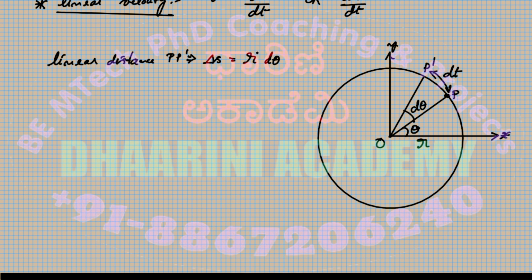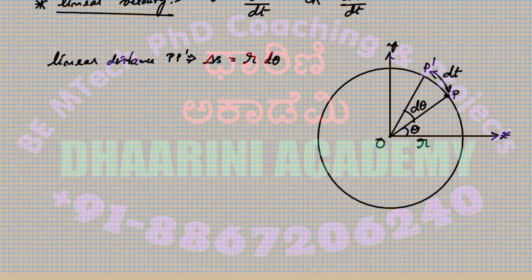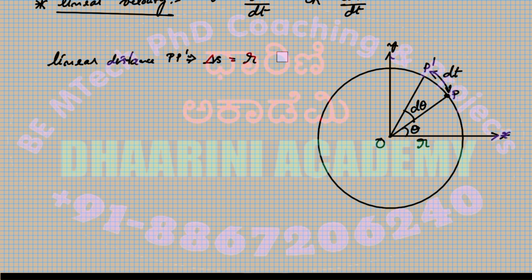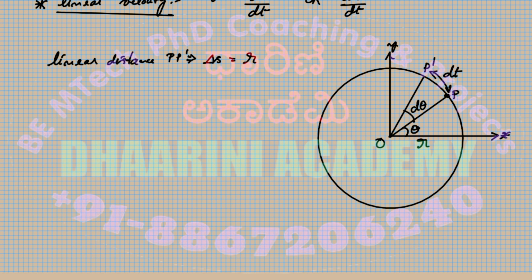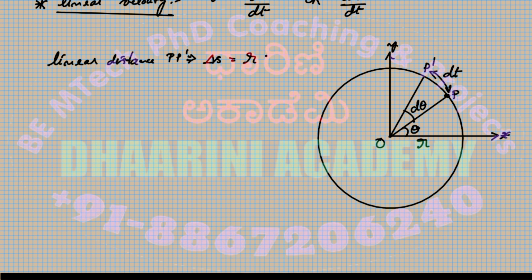So delta S is equal to R into d theta, or I can write it in a slightly different way. Let me make this delta theta so that I can differentiate. Both sides will become ds on the left side, d theta on the other side. For that reason, I'm making a change. Let me write this as delta theta.